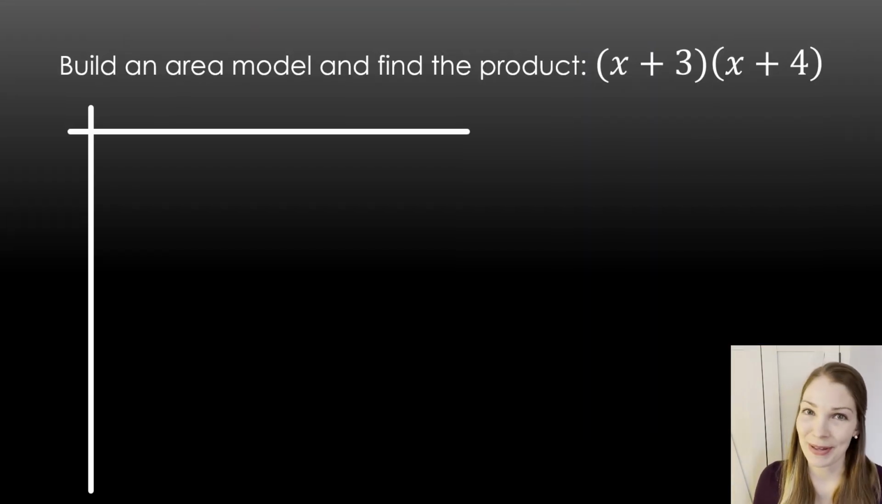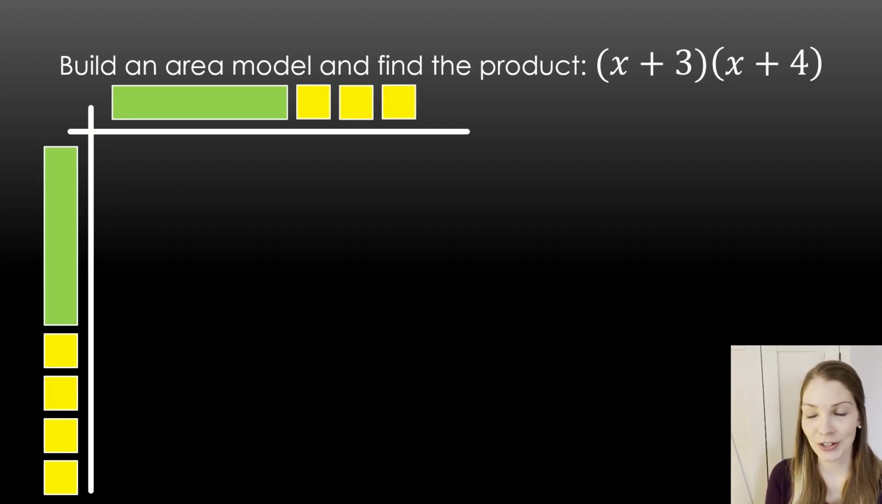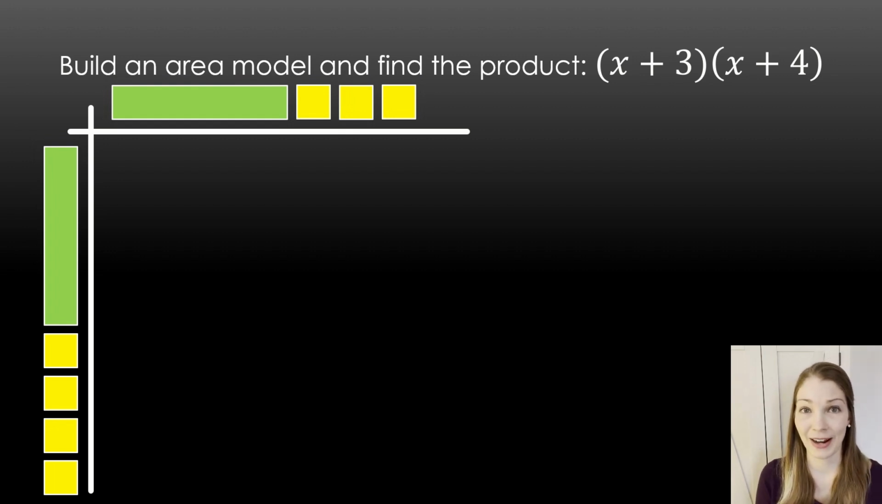Okay, now let's try it with variables. Build an area model to show x plus 3 and x plus 4 multiplying together. All right, check your factors here. And now you can fill in your area. Feel free to pause. I'm going to go ahead and show it.